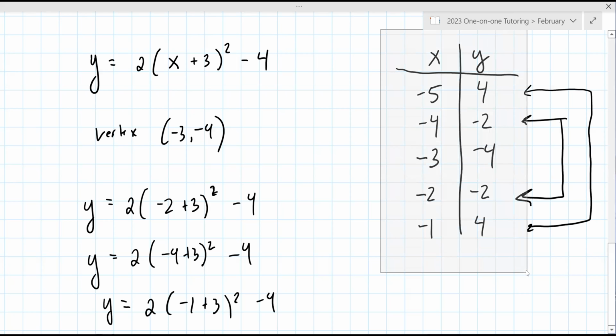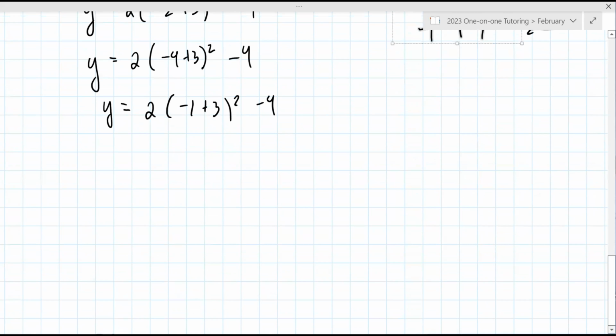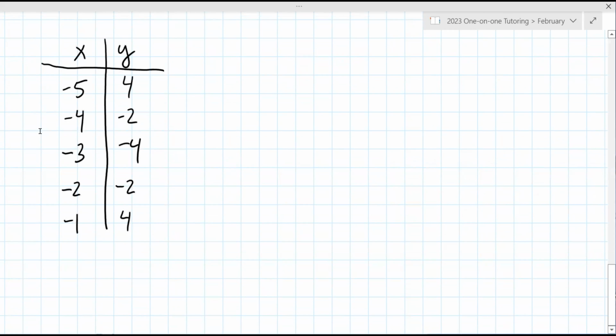So I'm going to copy this table down and we're going to graph. So you kind of want to judge where you are. You're like, all right, -3, -4. Let's just say my axes were here, our origin was here, that's going left. So you want to make sure you leave yourself enough room. 1, 2, 3 left, 1, 2, 3, 4 down.